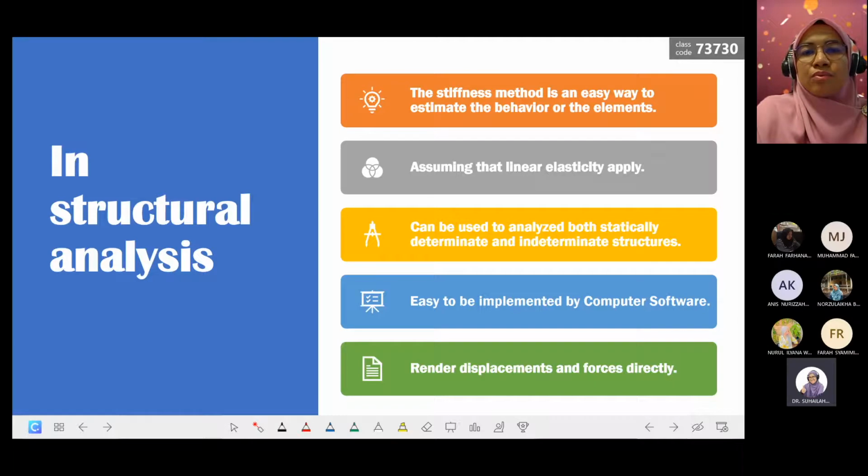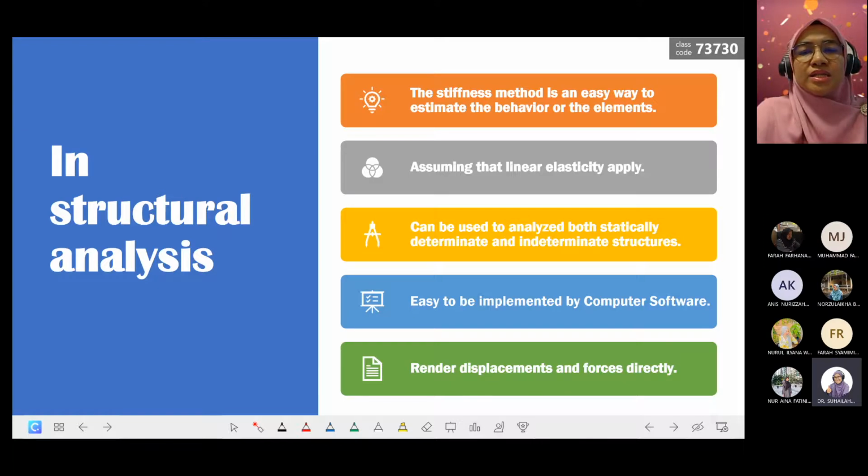Okay, and what we need to understand is that we only consider the linear elasticity. Okay, and the advantage of using stiffness method is that it can be used to analyze both determinate and indeterminate truss, okay, beam as well as frame. And we will focus on truss first, and it is easy to be implemented by computer software.